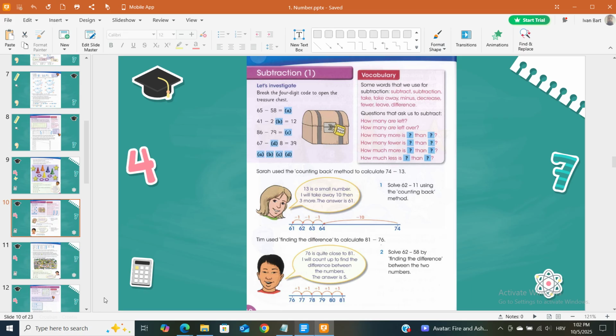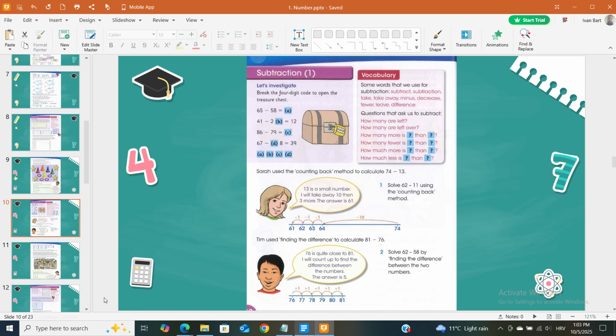Tim used finding the difference to calculate 81 minus 76. 76 is quite close to 81. I will count up to find the difference between the numbers. The answer is 5. Plus 1, plus 1, plus 1, plus 1, plus 1. 76, 77, 78, 79, 80, 81. 2. Solve 62 minus 58 by finding the difference between the two numbers.